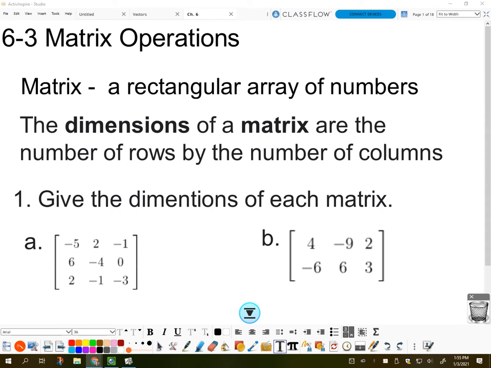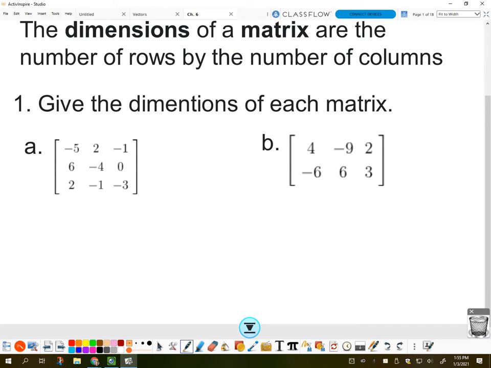Okay, so first of all, a matrix is a rectangular array of numbers, and the dimensions of the matrix are the number of rows by the number of columns. So if I'm asking you to give the dimensions, then if you look at this, it's how many rows does it have by how many columns does it have. So we have a 3 by 3 there.